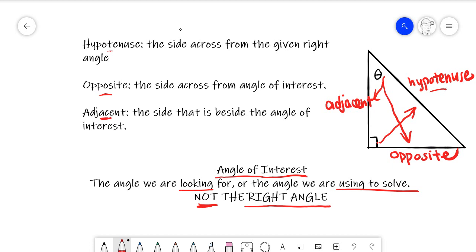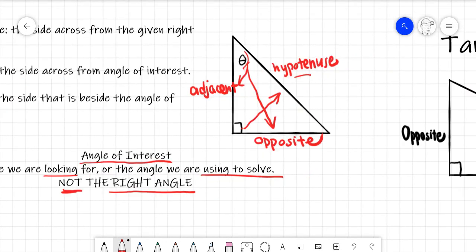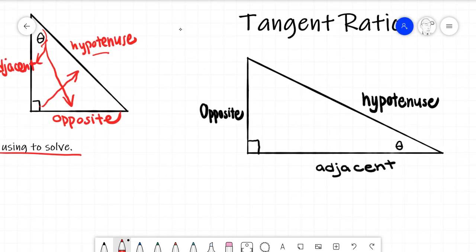We label our angle of interest with a theta. A theta is pretty much a variable for your angles, and it's used a lot in trigonometry. So, let's take a look at our three types of ratios.